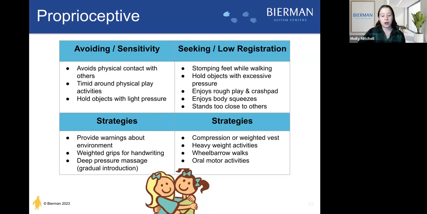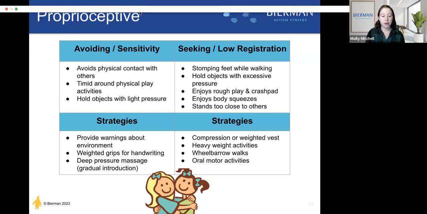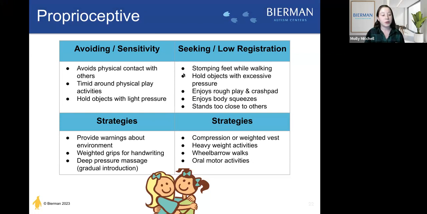Then children who are either seeking out proprioceptive input or have low registration of sensory input might stomp their feet while they're walking, might hold objects with excessive force. They might enjoy rough play or body squeezes, and they might stand too close to other people.